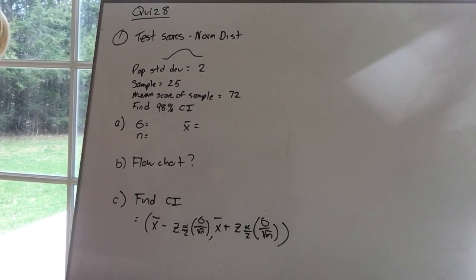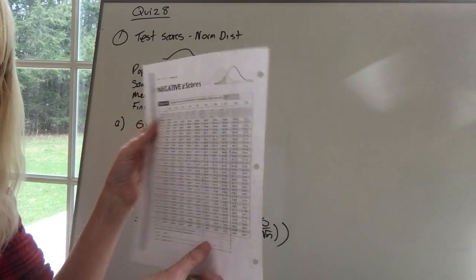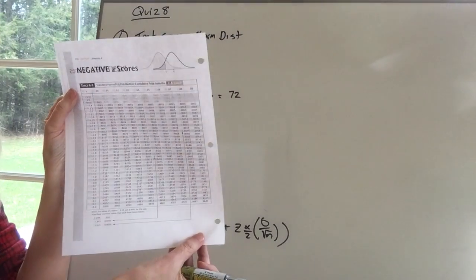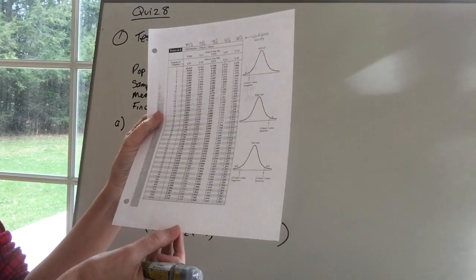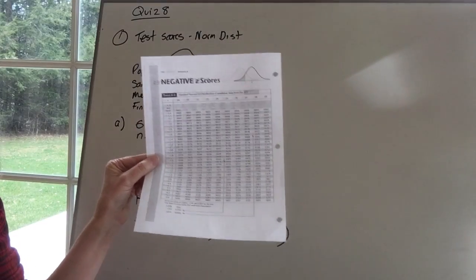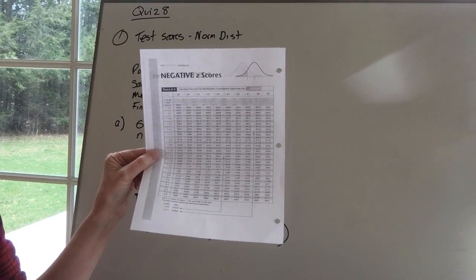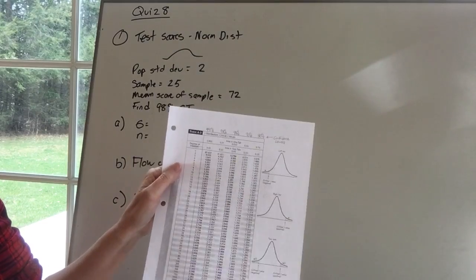So the first thing you got to do is figure out which distribution we're going to use. Are we going to use our z-score distribution, and you have all these attachments, or are we going to use this new one that we call the T distribution? So you use the Z one if you know the population standard deviation. You use the T one if you don't know it.